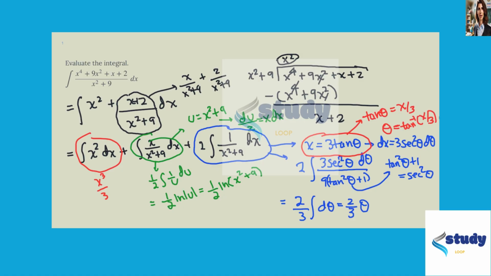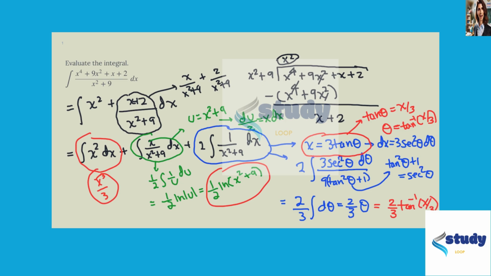So we've evaluated all 3 integrals. Now we just add our answers together. So we'll have integral equals here. This was the first term. This was the second term. And here was the third term, 2 over 3 tan inverse x over 3. Do not forget the constant c of integration.